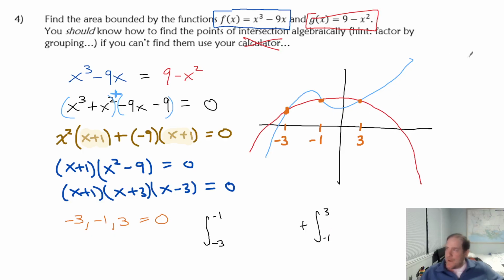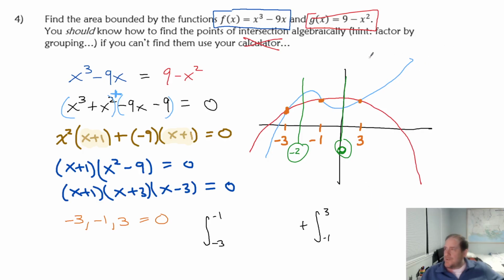And again, based on my drawing, I can tell which function is the greater function, but if you did not know who was greater, you'd just pick any number between these two values. And here, you don't have a lot of choice. You'd probably want to pick negative 2. It's the only integer between them. Between negative 1 and 3, you've got some good choices. I mean, the obvious choice is to just pick 0, and see what happens.